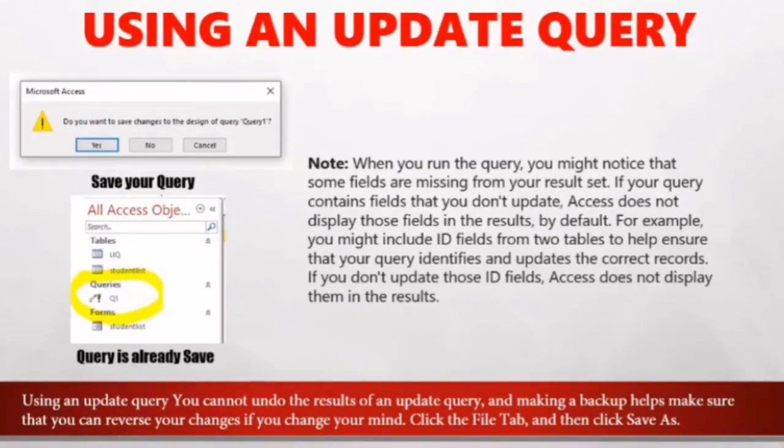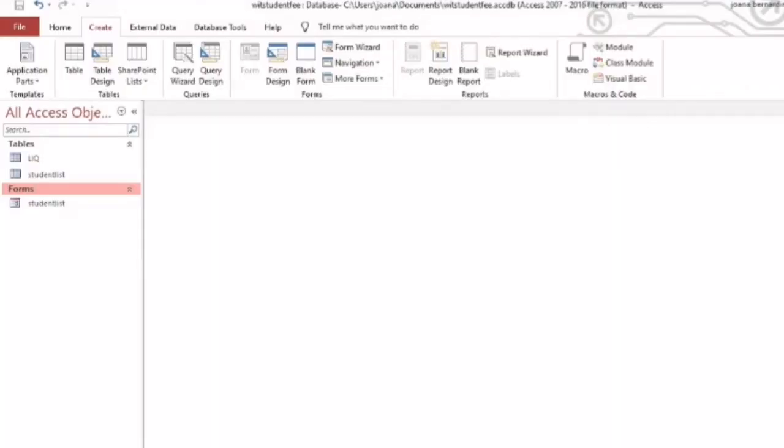Okay, so using an update query, you can undo the result of an update query, and making a backup helps make sure that you can reverse your changes. So if you change your mind, click the File tab and then click Save As. Okay, so here, let me show you. Here, we will create a query.